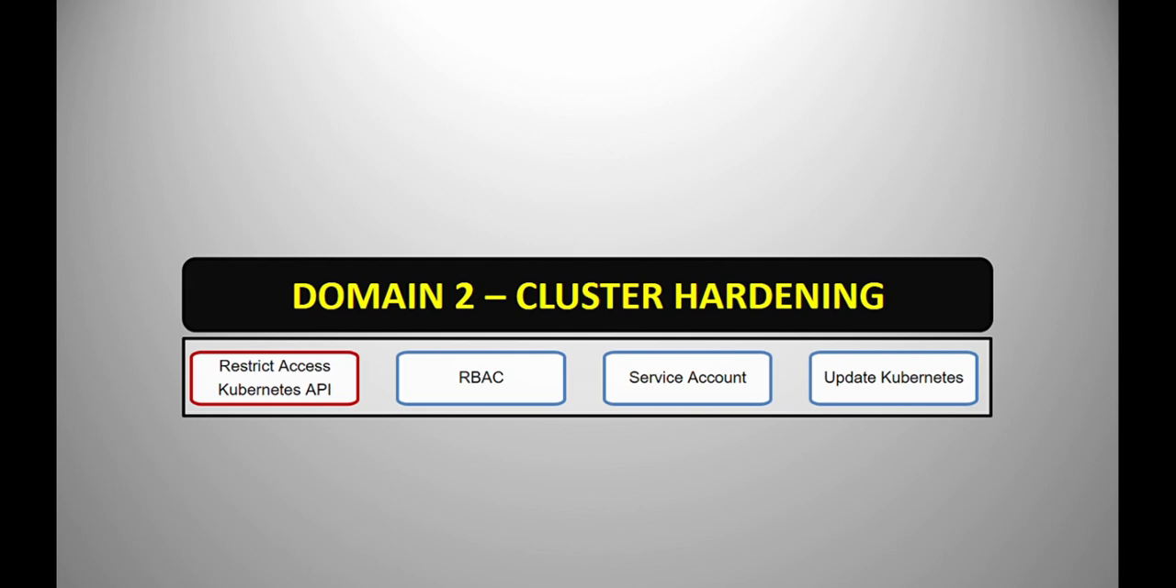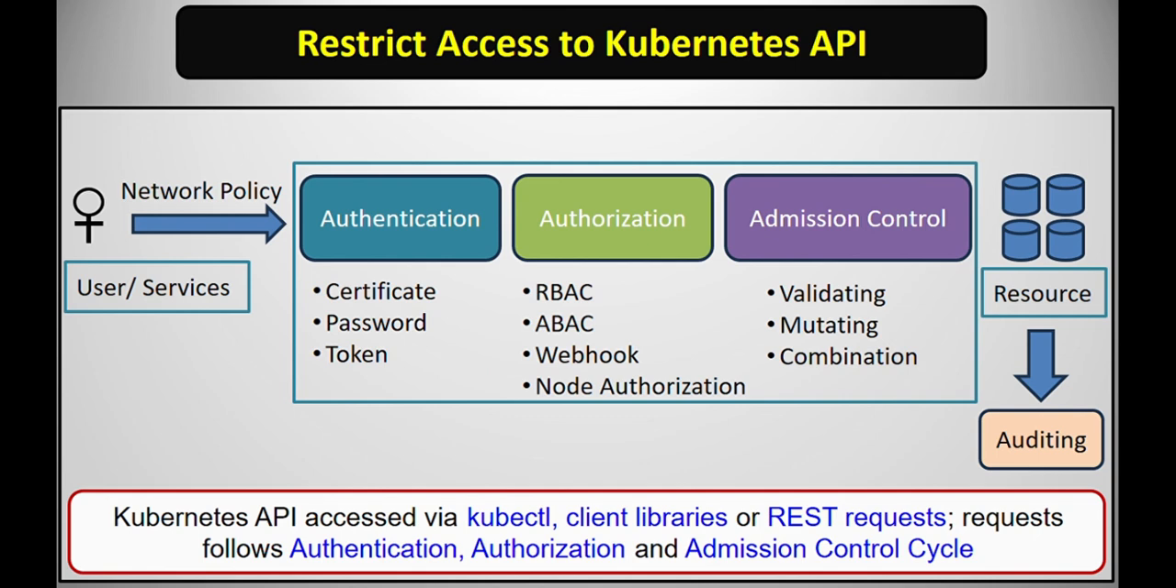Starting with the first topic, that is to restrict access to Kubernetes API. Kubernetes API can be accessed through three methods. First one is kubectl command line, second is client libraries, and the third one is REST requests. In Kubernetes, a request to access the object through API follows several stages as illustrated in the diagram. First, reachability to the object is ensured through network policy, where a request from a particular pod, namespace, or IP is allowed or denied through ingress or egress condition.